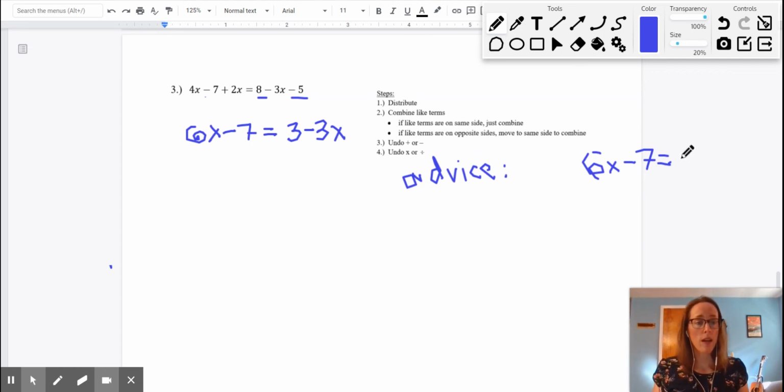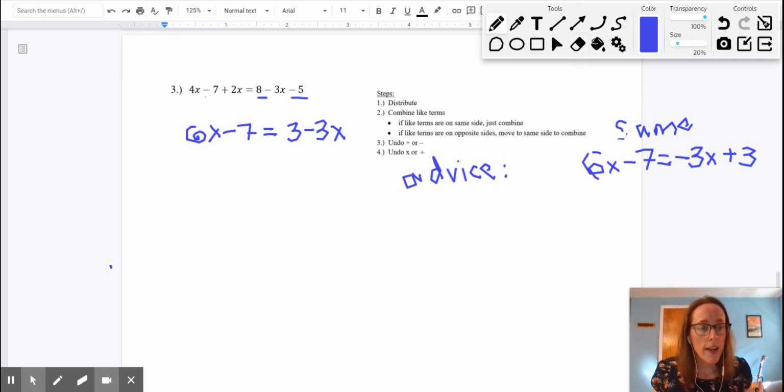So see that? If anyone was looking at this and thinking, wait, how did she know to put the 3 and then the minus 3x? Why didn't she put the minus 3x and then the plus 3? You can do it either way. I just happen to see it as 8 minus 5, so I put the 3 first, and then I kept the minus 3x after. But this would be the same. This is going to have the same answer. I just put my terms in a slightly different order. Okay? All right, back to the problem at hand.